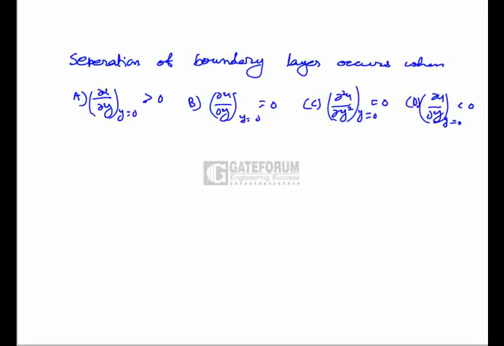Boundary layer separation occurs when, here the options are dou u by dou y greater than or equal to 0, greater than 0, dou u by dou y is equal to 0, dou square u by dou y square is equal to 0, dou u by dou y less than 0. Generally the separation of boundary layer occurs when either the pressure gradient is greater than 0, or positive, or dou u by dou y is equal to 0. So here the right option is B.